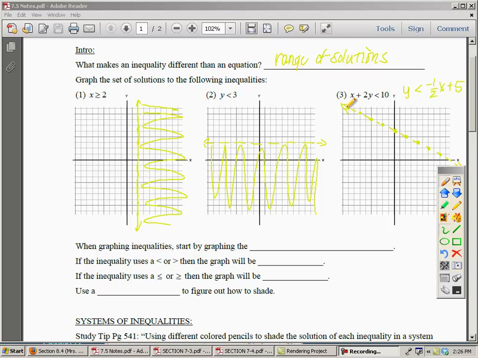The last thing you want to ask yourself though is which way do I shade? And what we're going to do is pick the point 0, 0. So I'm going to test 0, 0. And I'm going to plug it in my equation. Is 0 less than, if I get a 0 in for x, it's just 0 plus 5, so 5. Because the answer is yes, then I'm going to shade towards 0, 0. If the answer were no, then I would shade away from 0, 0.